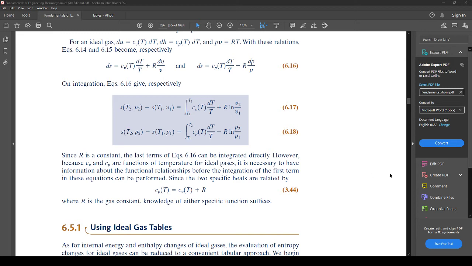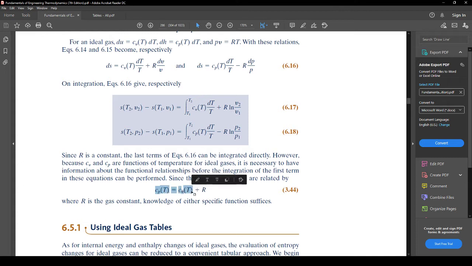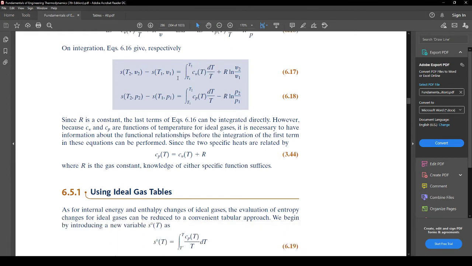And it says, since R is a constant, the last terms of 6.16 can be integrated directly. However, because CV and CP are functions of temperature for ideal gases, it is necessary to have information about the functional relationships before the integration of the first term of these equations can be performed. Since the two specific heats are related by CP of T equals CV of T plus R, where R is the gas constant, knowledge of either specific heat function suffices. So this right here is the one we need to know. Okay?